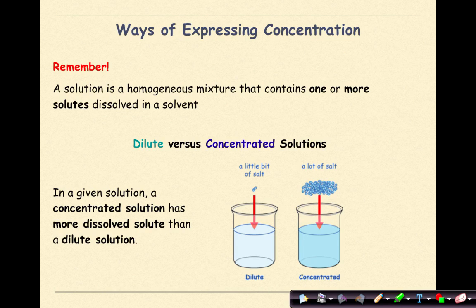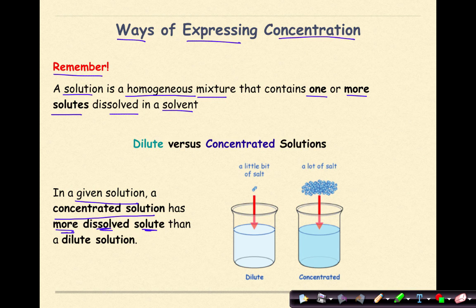So let's talk about ways of expressing concentration. Remember, a solution is a homogeneous mixture that contains one or more solutes dissolved in a solvent. In a given solution, a concentrated solution has more dissolved solute than a dilute solution. So if we have two beakers, each with the same amount of water in it, adding a little bit of salt would be considered a dilute solution of salt, and adding a lot of salt would be considered a concentrated solution of salt because there's more solute in the solvent.